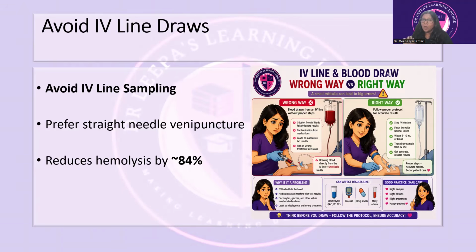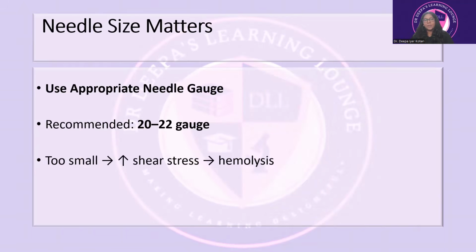And this is a study done on ICU patients. And I would still like to believe, if somebody asked me, I would say no IV line at all. So that is the very strongest evidence, and that is one place where you can avoid a hemolytic sample.